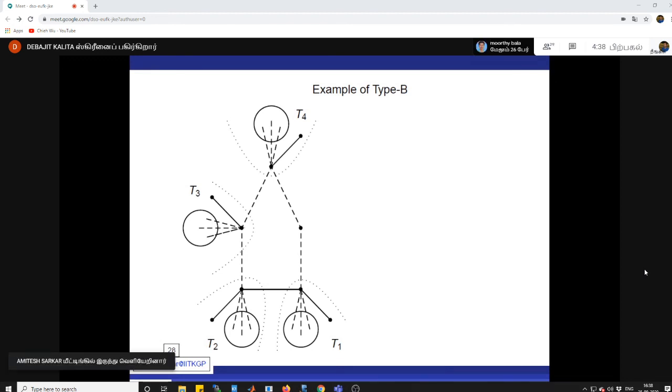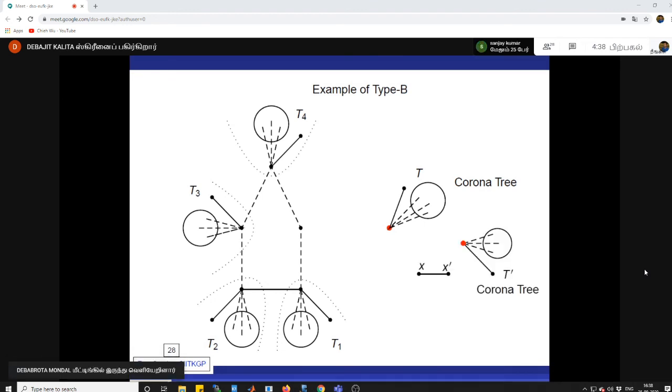And now we take two different corona trees, T and T dash, and a path. Path means just an edge. And we join, and this red dot is again a quasi-pendant vertex. We add those edges. Now this is a tree. Now this is not a corona tree because to this vertex you do not have any other degree 1 vertex adjacent.